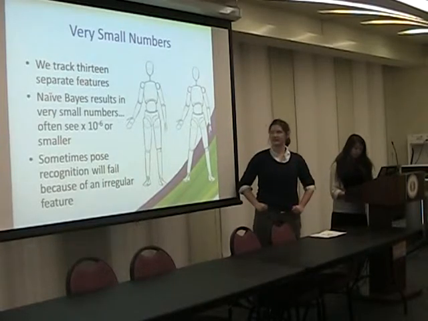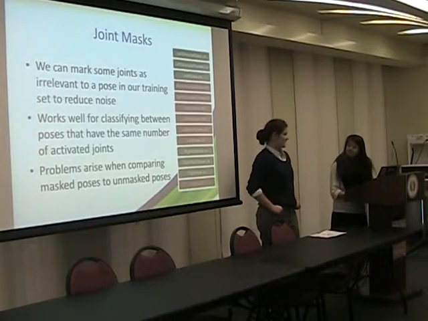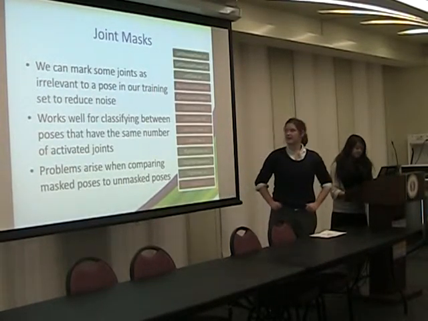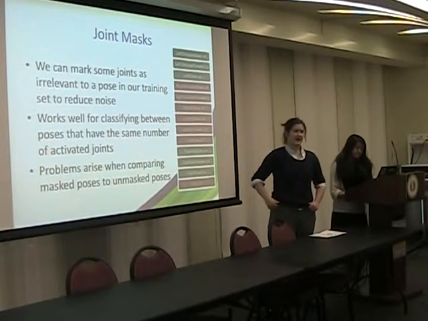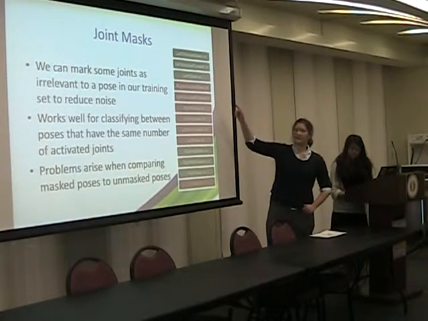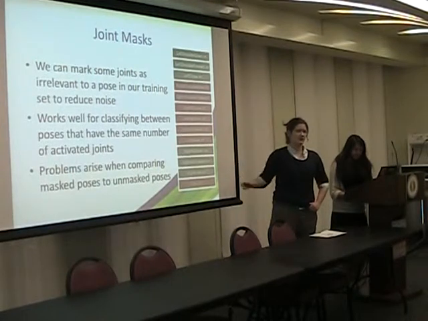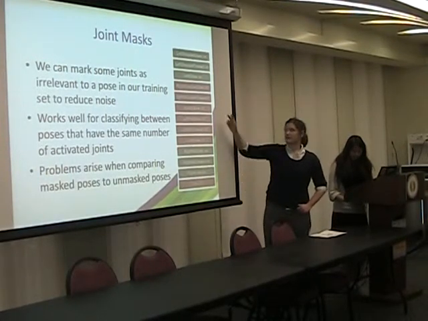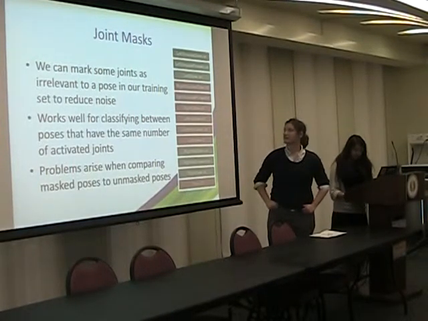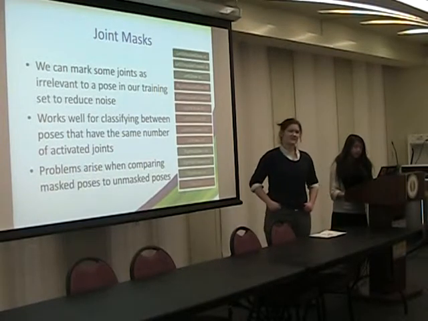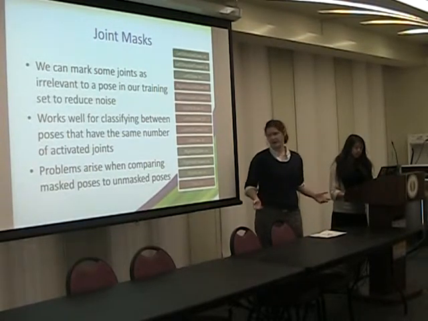So to improve my project, that led me to developing a system of joint masks. Basically what a joint mask does is that I can mark different angles as being relevant to a given pose while I'm training it. Then I'll just throw away some of this data that I don't care about. So for this pose, for some reason, all I care about is your left arm and your right leg.